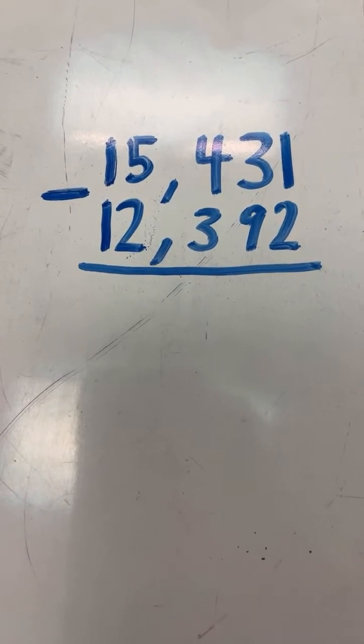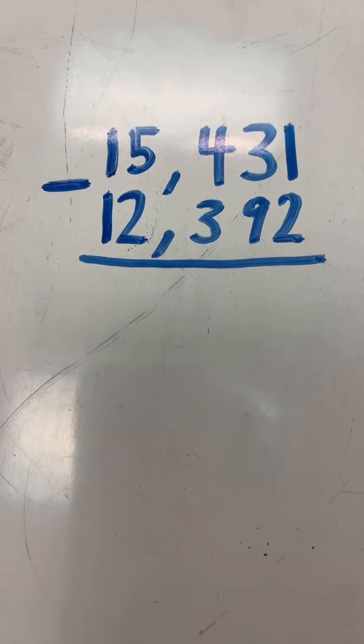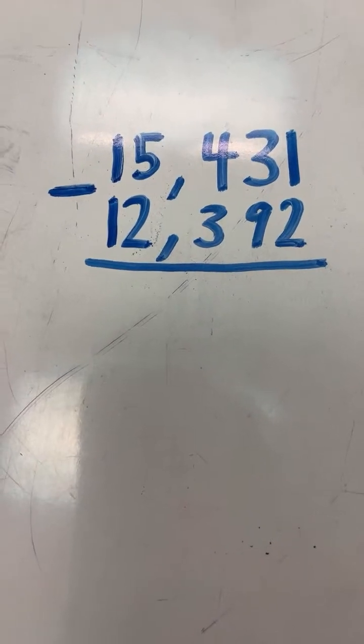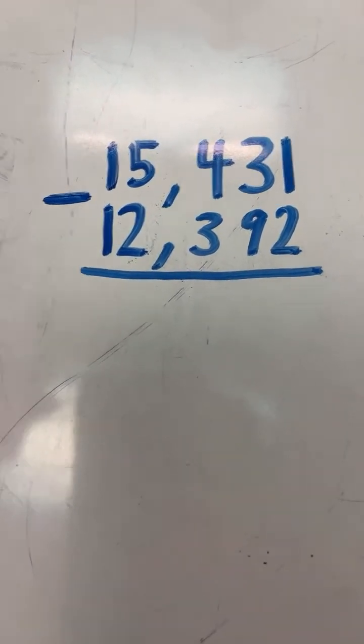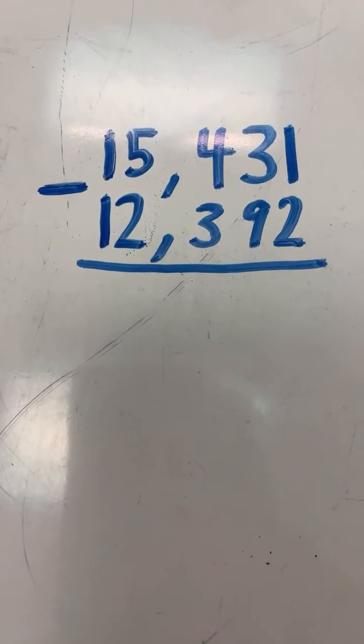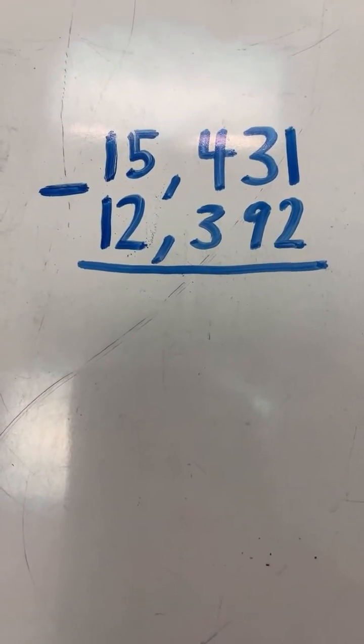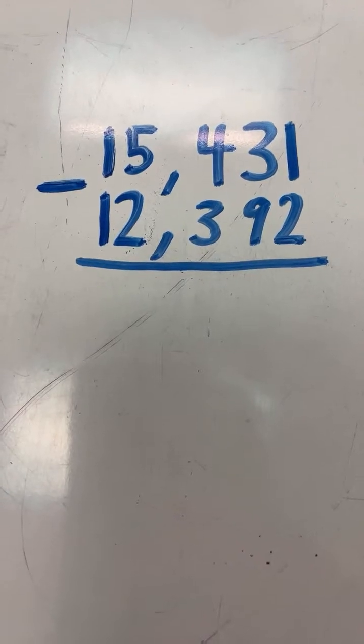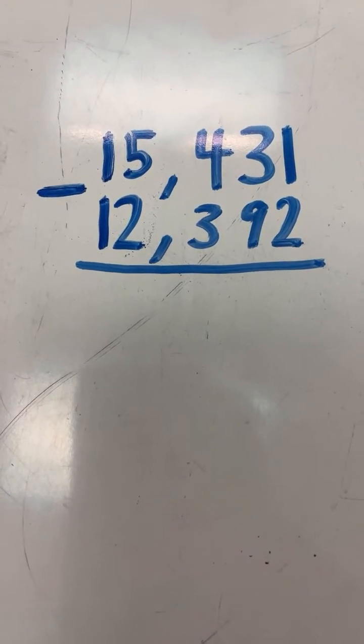So step one with any subtraction problem is determine if regrouping is needed. And we determine that by looking to see if there are any bottom digits that are bigger than the top digits, because that's when we need to regroup. We regroup whenever there is a bottom digit that is greater than the top digit.